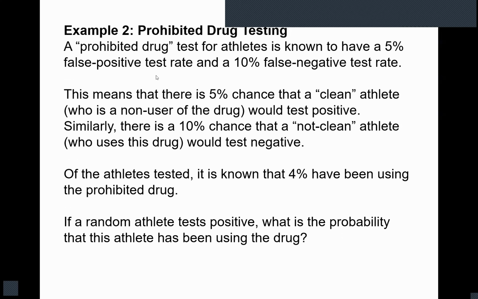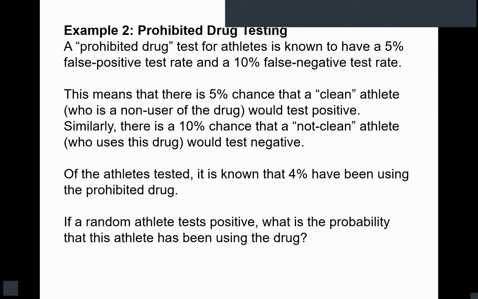Okay, so let's head to our next question. In this question, we are studying a prohibited drug use for athletes. This test is known to have a 5% false positive rate, and this means that there is a 5% chance that a clean athlete who is a non-user of the drug would test positive for the drug.